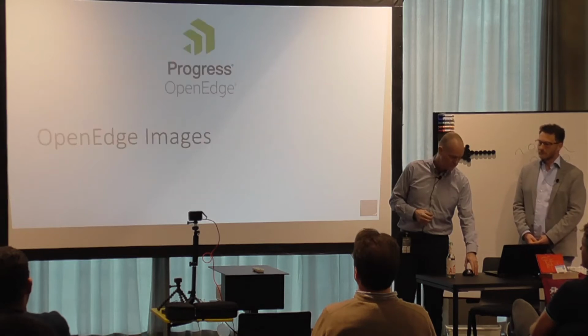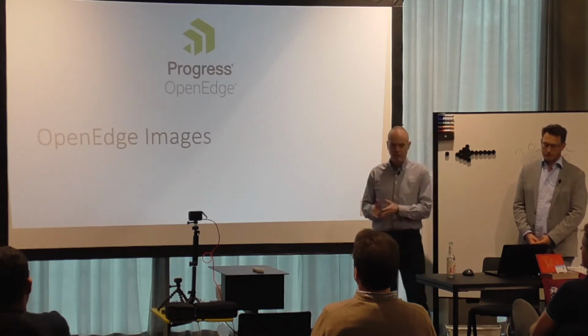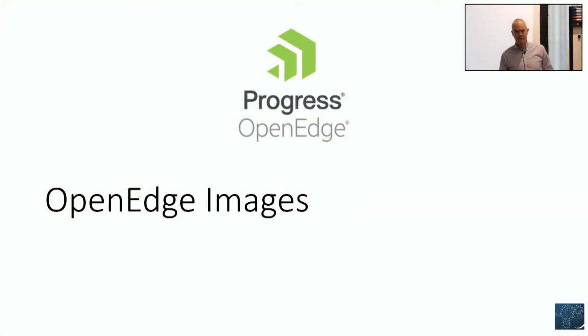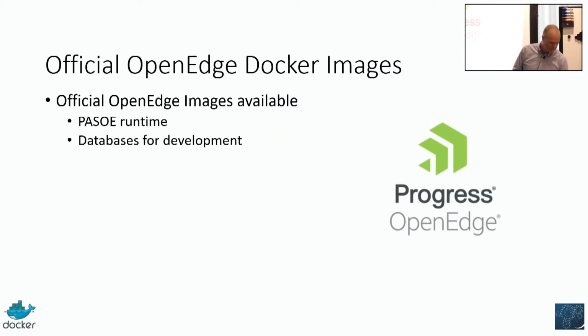So one of the things that we always start with is what have we got available when we're talking about OpenEdge applications in terms of images that we can work with? What building blocks do we have available to start with? What's available out of the box at the moment? Well, we've got some official OpenEdge images available. We've got a PASOE runtime, and we've also got database images that we can use as building blocks for creating our own images and to create containers that we can work with.